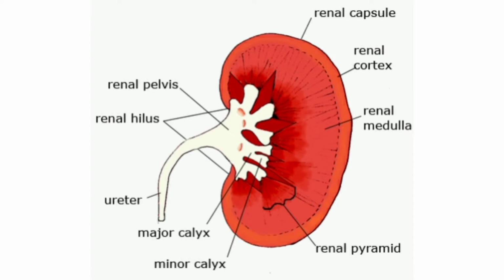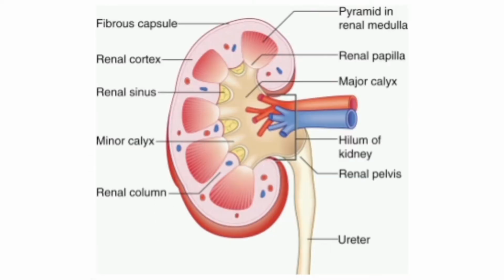The medulla projects into the calyces as conical processes. These are called the renal pyramids or medullary pyramids. The tips of the pyramids are called renal papillae. The cortex spreads in between the medullary pyramids as renal columns called the columns of Bertini.